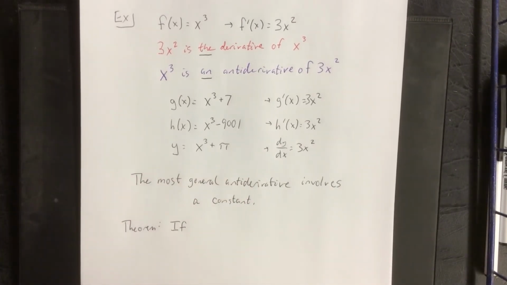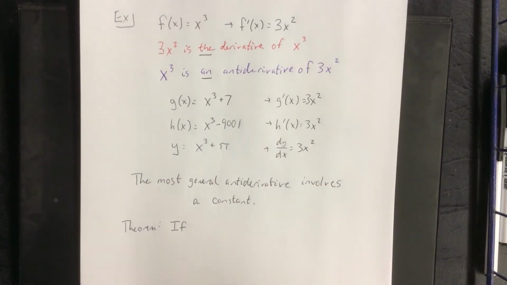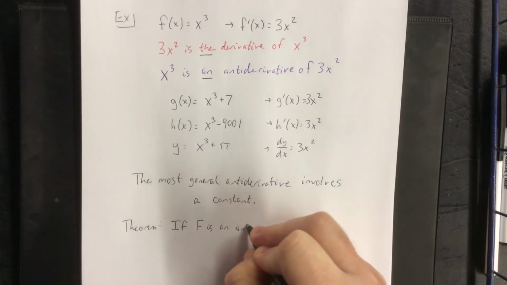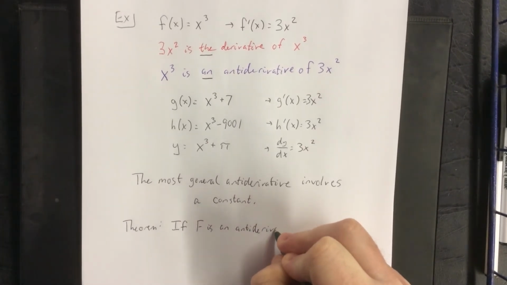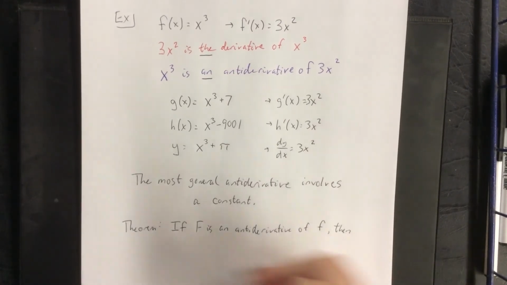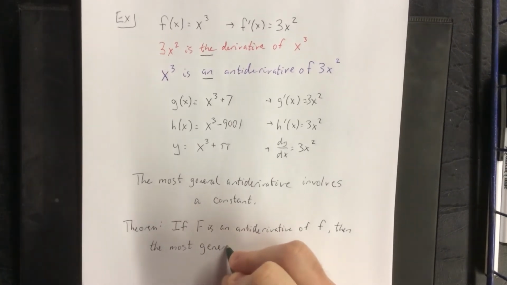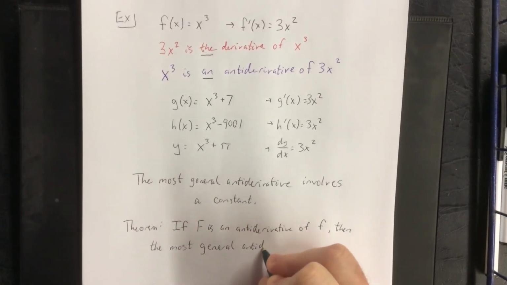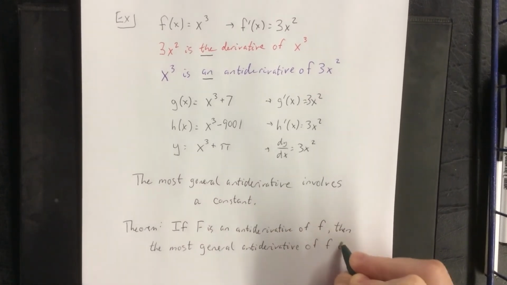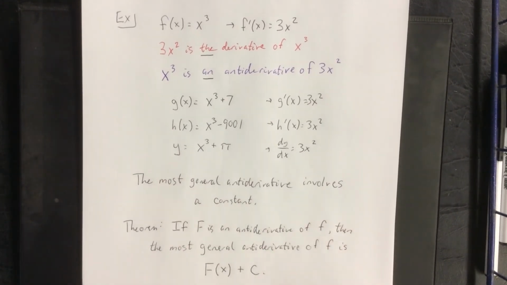Now, the notation that we use for derivatives is generally we see primes associated with things. For antiderivatives, we're just going to go with capital letters. So if capital F is an antiderivative of little f, then the most general antiderivative of little f is capital F of x plus c.